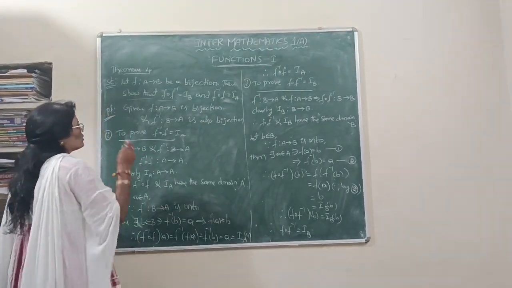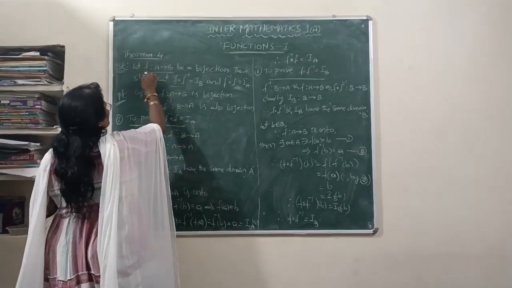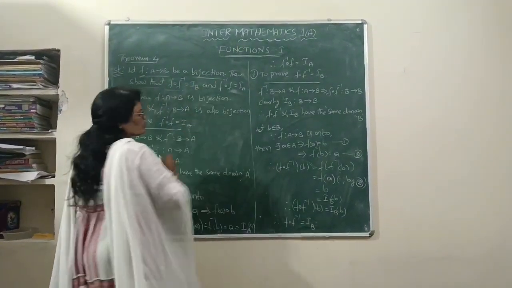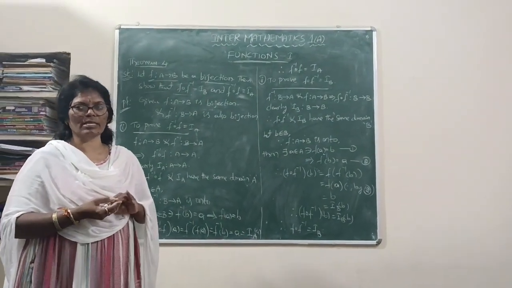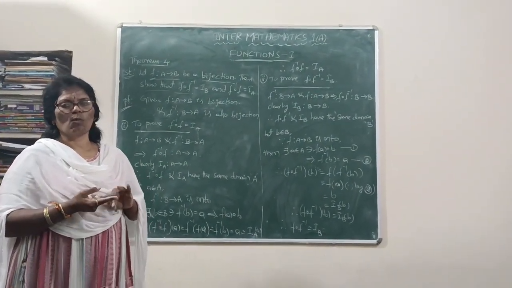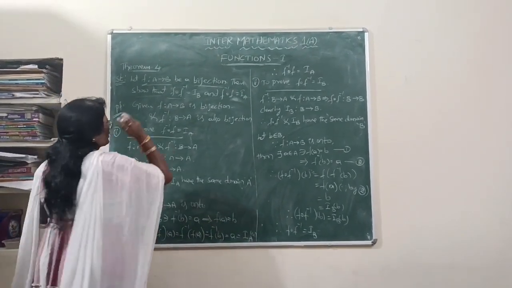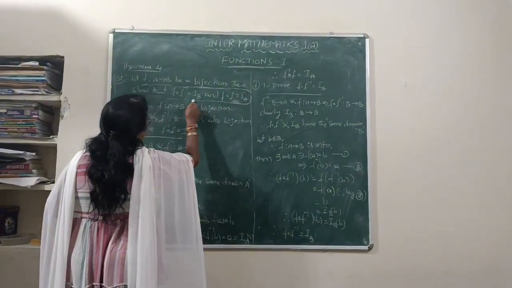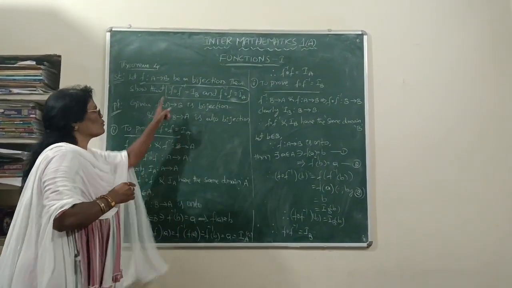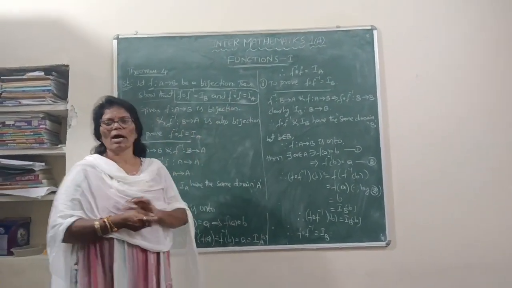Here f is a mapping from A to B. This function is a bijection function. F is a bijective function. Bijective means it satisfies one-to-one and onto. So by using that, we'll prove these two cases: f composite f inverse equal to IB, as well as f inverse composite f is equal to IA.